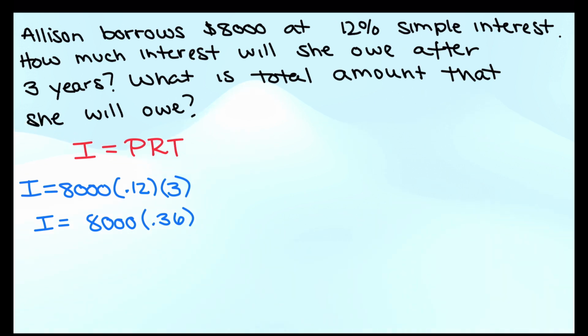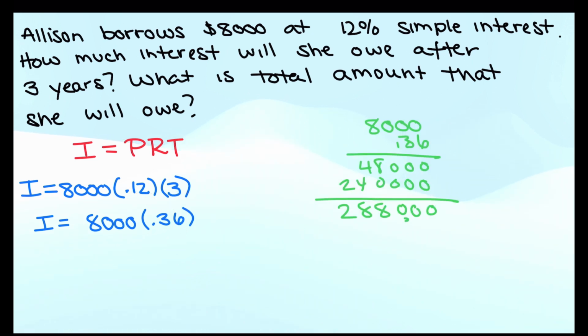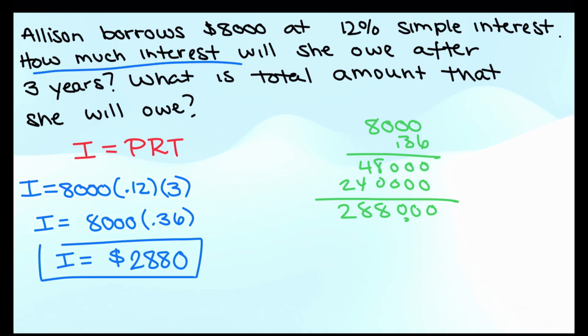To multiply, pick any 2 numbers you want to multiply together first. I did 0.12 times 3 is 0.36. And so now I have to do 8,000 times 0.36. I have my work written out over to the right, but my final answer was 2,880. So the amount of interest that she will owe after 3 years is $2,880.